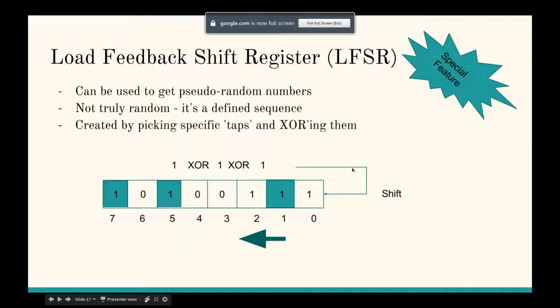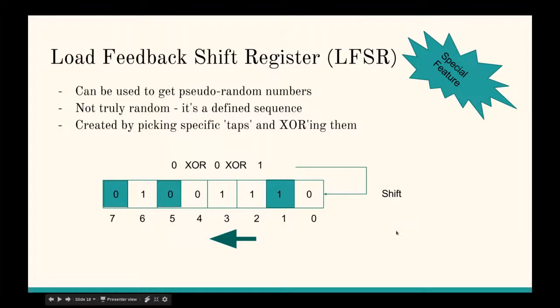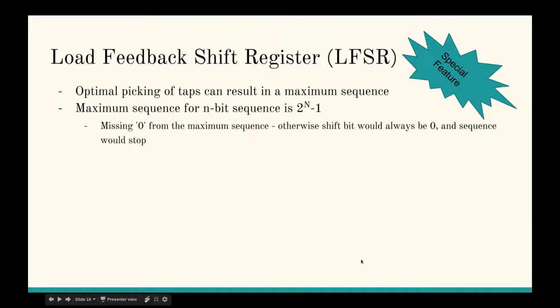If we do that again, our taps are now 1, 1, and 1. XORed together, those are 0. We shift left, and we get a 0 again. What's interesting is optimal picking of taps, like I have in my architecture, can result in a maximum sequence. The maximum sequence for 16 bits is 2 to the power of n minus 1, or 65,535. The reason that it's minus 1 is because you're missing 0 from the maximum sequence. Otherwise, the shift bit would always be 0, and the sequence would eventually stop and be 0 forever.